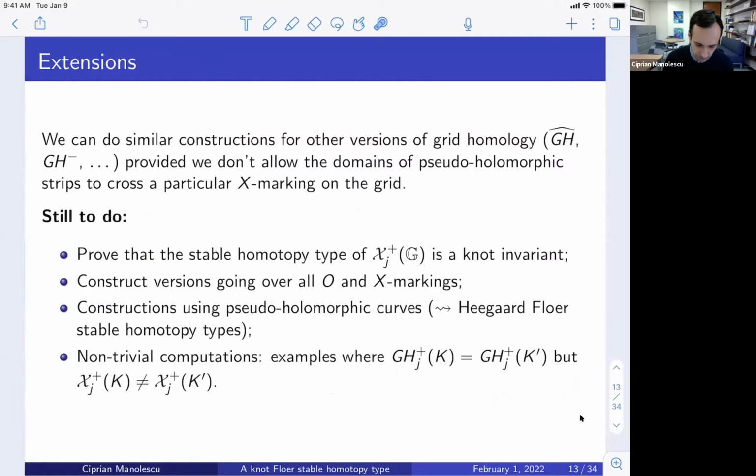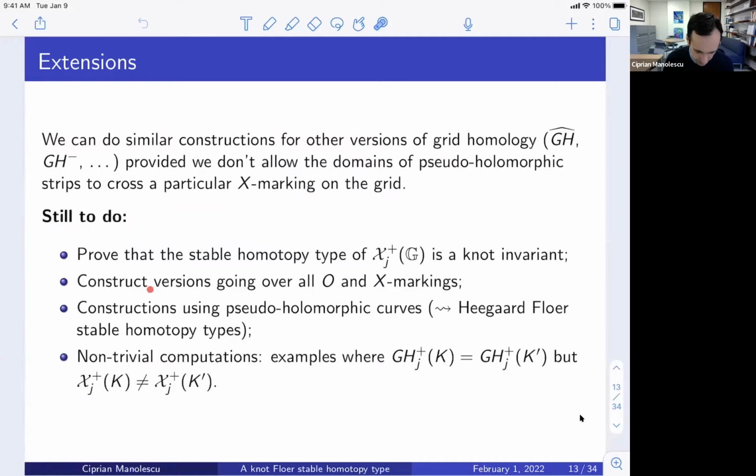One thing we can do is some other versions apart from GH plus. The only thing is that we need to avoid a particular X marking on the grid. There are versions of link Floer homology where you can go over all the markings, and I want to avoid just one marking. In the GH plus version, I avoid all the X markings, but any version that avoids at least one marking is fine. We can do that.